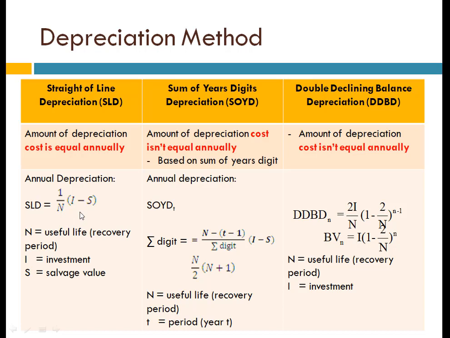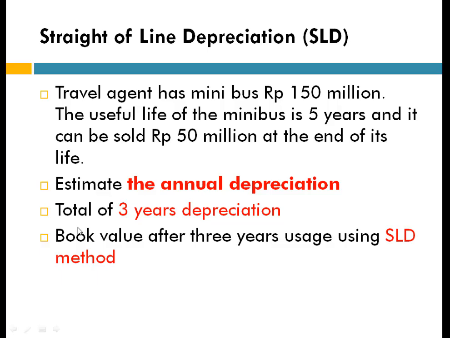So I'm going to implement it with a case, especially for SLD. In this case, a travel agent has purchased a minibus for 150 million rupiah. The useful life of the minibus is 5 years and it can be sold for 15 million at the end of its life. Estimate the annual depreciation, calculate the total depreciation in 3 years, and also estimate the book value after 3 years of usage using the SLD method.